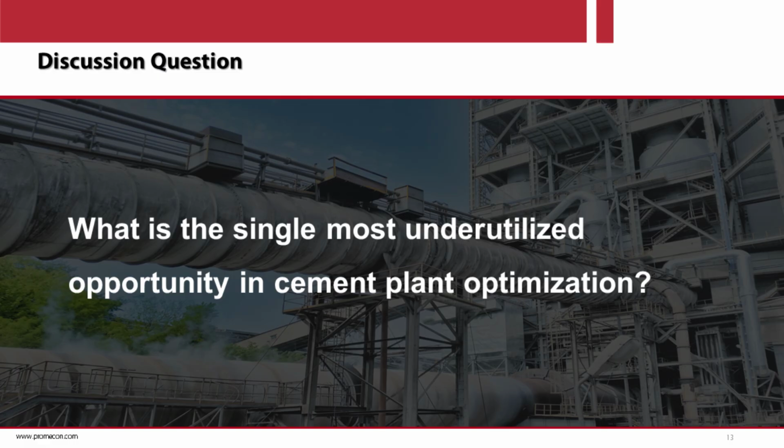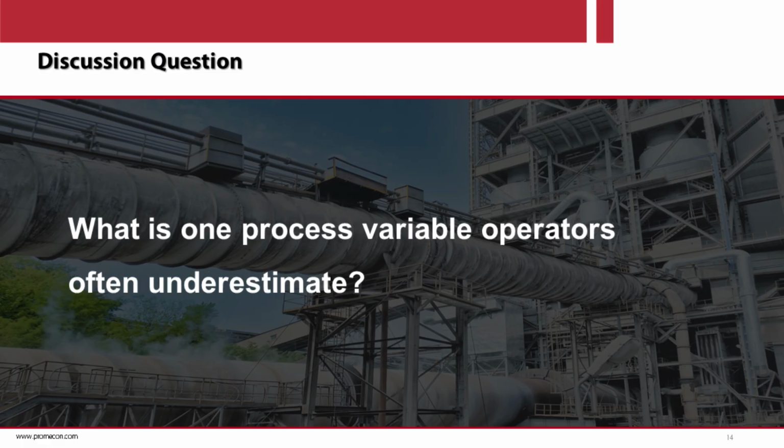Excellent. To Jean-Philippe, what is one process variable operators often underestimate? Yeah, to give you a quick answer, Ravi, it's simply the draft flow. Draft flow generated by the preheater ID fan is very critical. Too many operators rely on the draft pressure of that fan, which can be misleading. So that's my short answer. Everywhere at the preheater, it's better to rely on the flow measurement than static pressure.